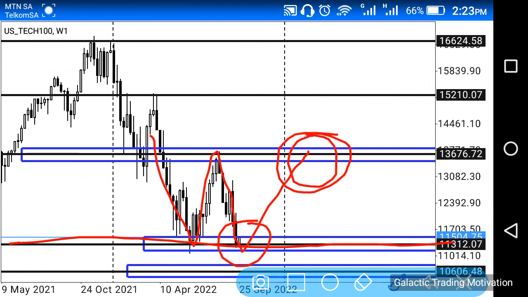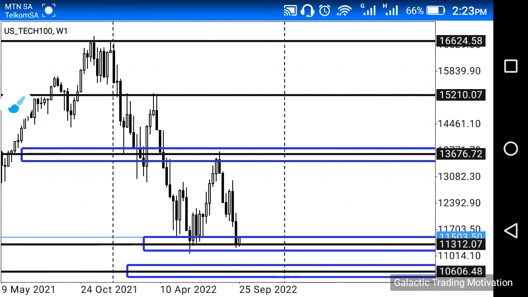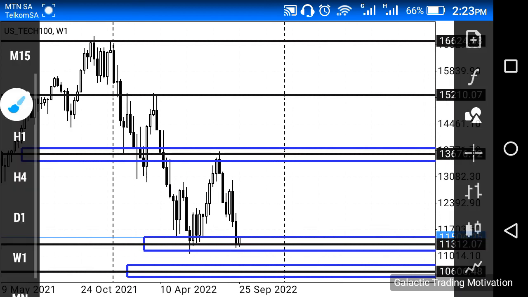So what we're going to do now is head down to the H4 chart, because we need to look for confluence and confirmation as far as buying goes.